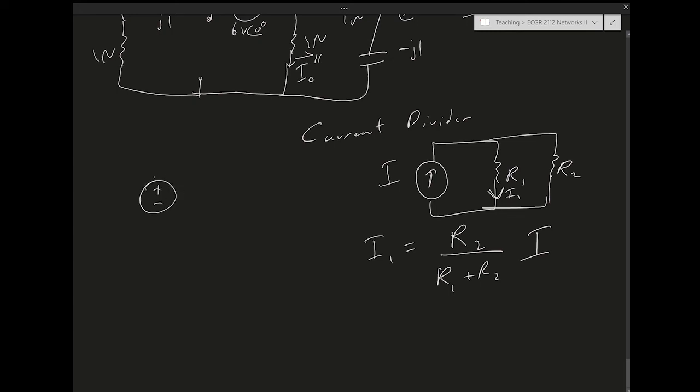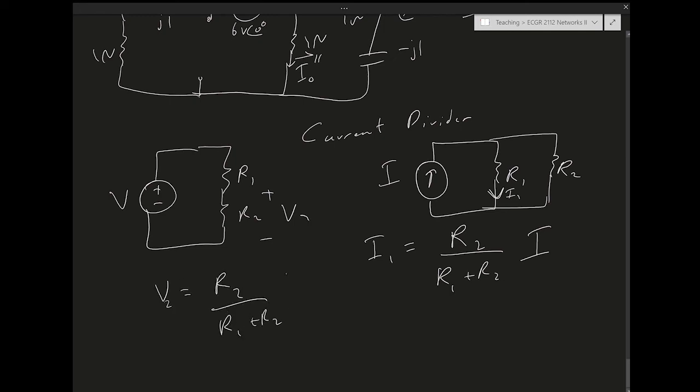It contrasts with the method of voltage divider. When I have V, then I have R1, R2. Say I want the voltage across R2. So V2 is going to be R2 over R1 plus R2 times V. Notice in voltage divider, in the numerator we take the resistance associated with the voltage we're trying to find. In current divider, for the numerator, we take the equivalent resistance of everything except the resistance through which the current we're interested in is passing.